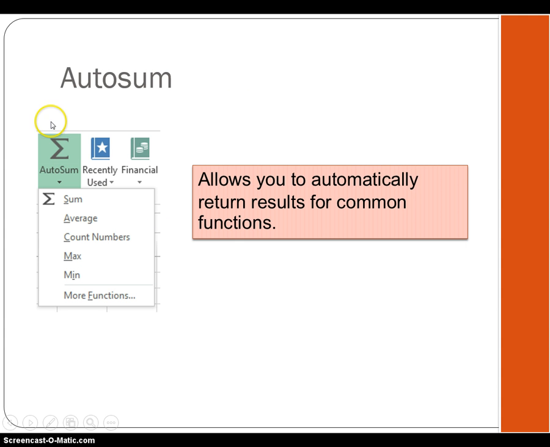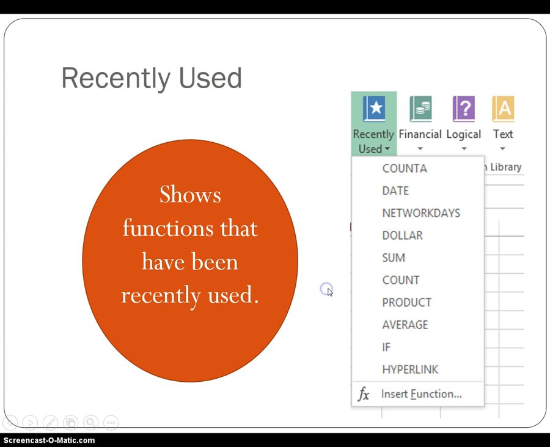The AutoSum button, which is located on your home ribbon, look, this is your AutoSum button. When you click the drop down, you have some of the basic ones, the ones that are used more often: sum, average, count numbers, max, min. If one of the functions that you need is not on this screen, then you can click more functions and it will open up your insert function dialog box.